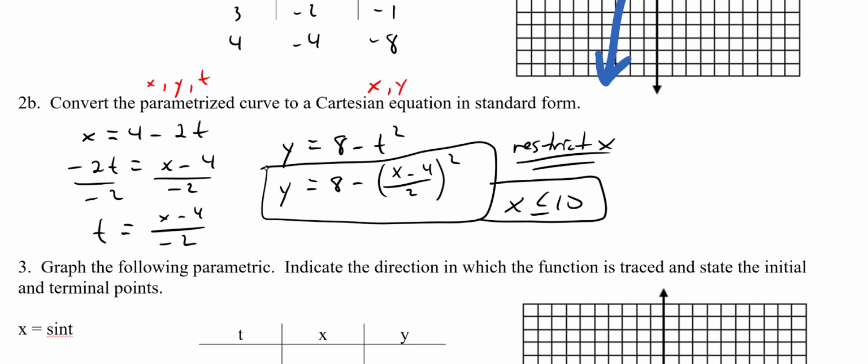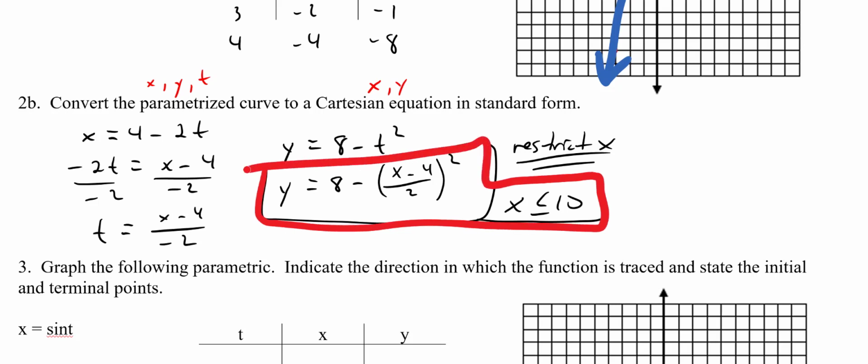You need this whole thing here, guys. That is converting the parametrized curve to a Cartesian equation in standard form. And by the way, we're going to get to another one in a second here. But this is standard form for a quadratic. Standard form for an ellipse or a circle would be something like x squared plus y squared equals 9, right? In standard form for a circle. Okay, but that's the equation.